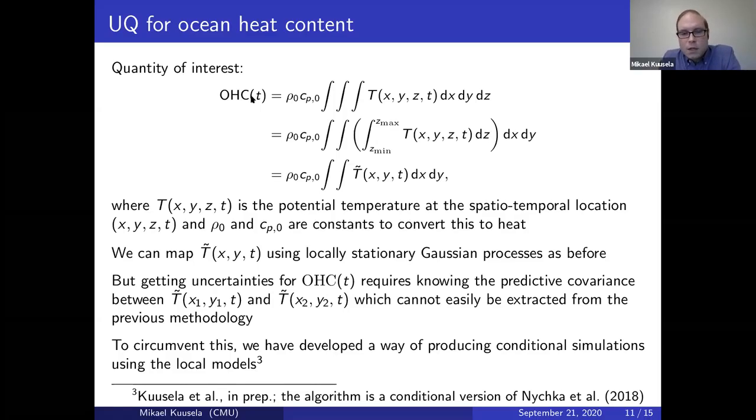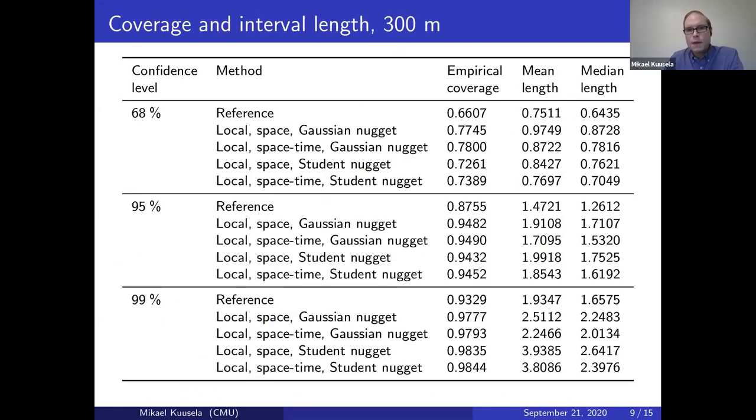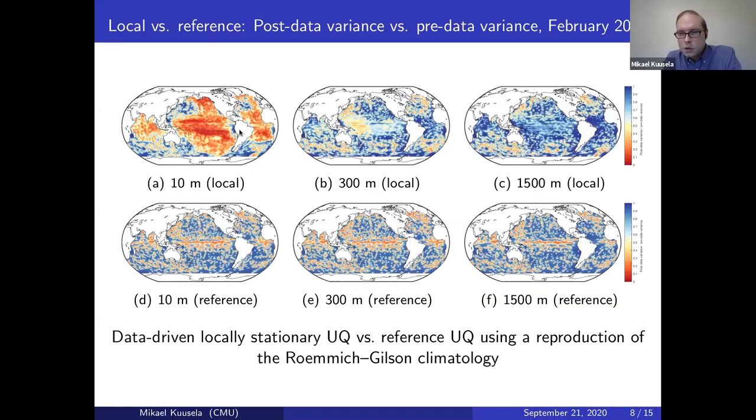But if you want to get an uncertainty on that, there's a bit of a problem here, because if you want to get an uncertainty on something like an integral, you actually need the covariance between different locations in space. From this previous approach, we can quite easily get point-wise uncertainties, but given the local approach we have taken, it's a bit non-trivial to get correlations across different locations. The trivial approach for that would involve having some kind of a global covariance model, which for various reasons is not really tractable here.